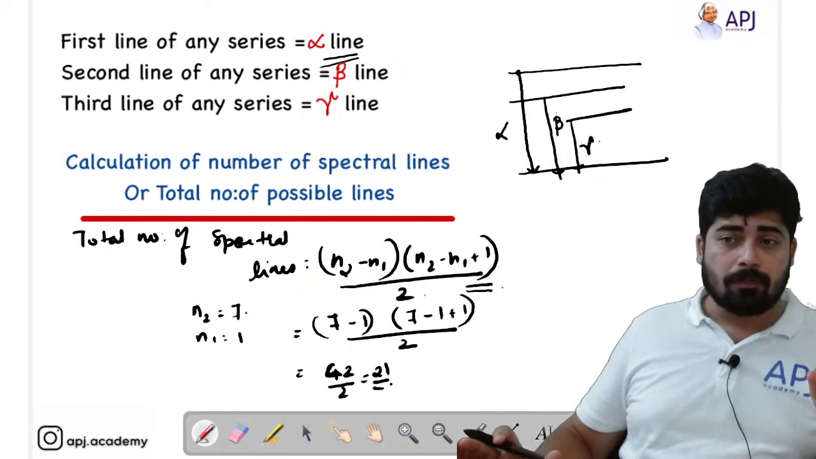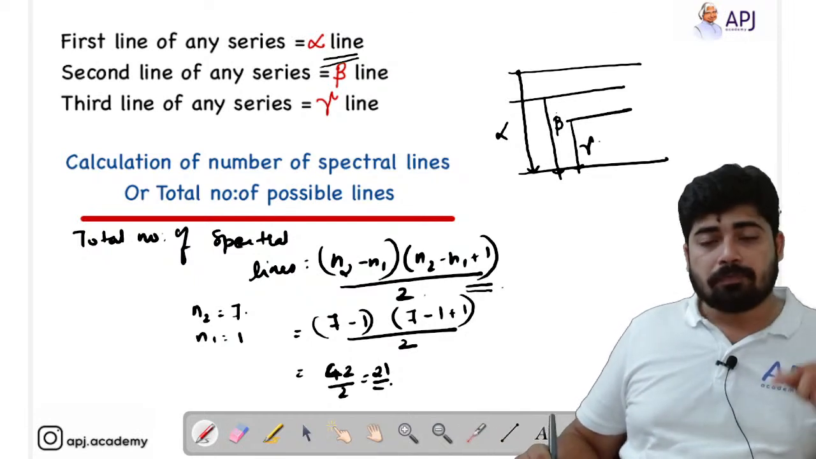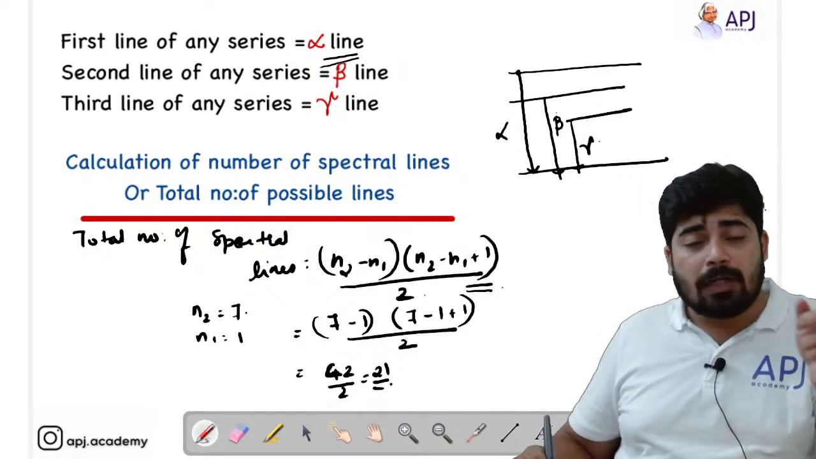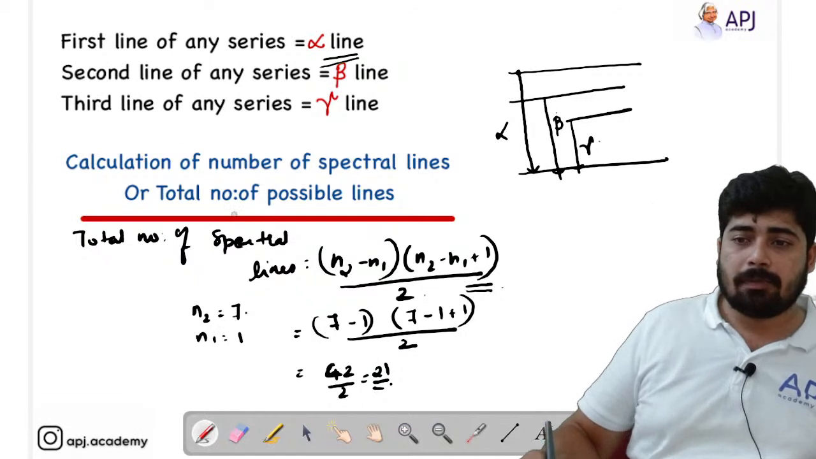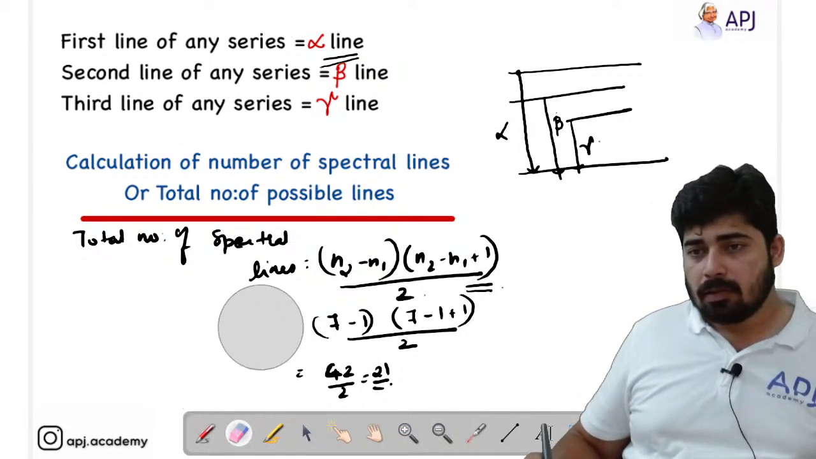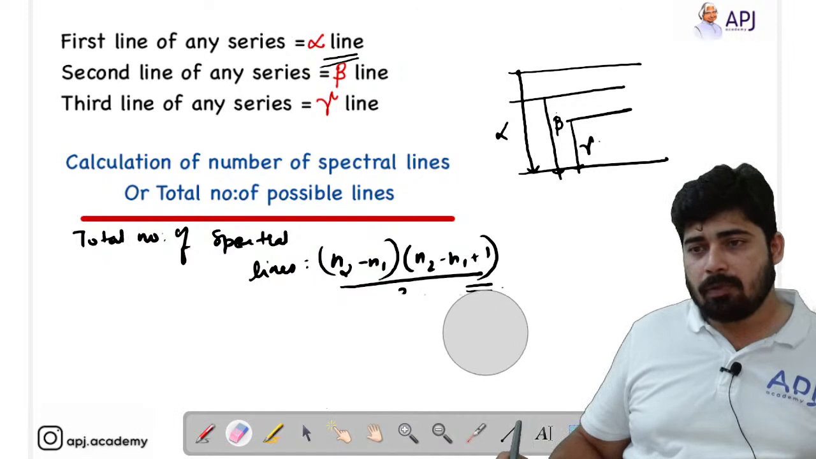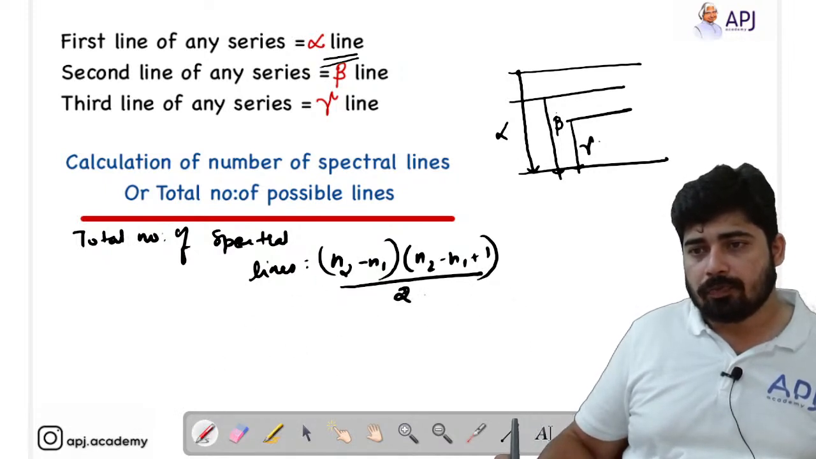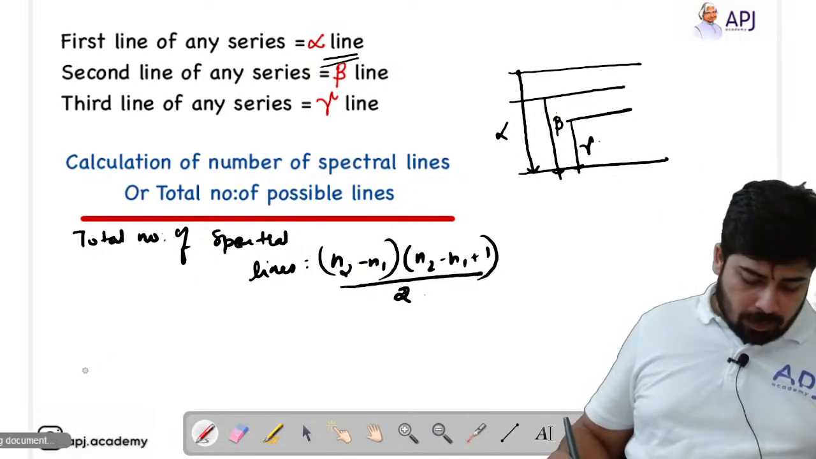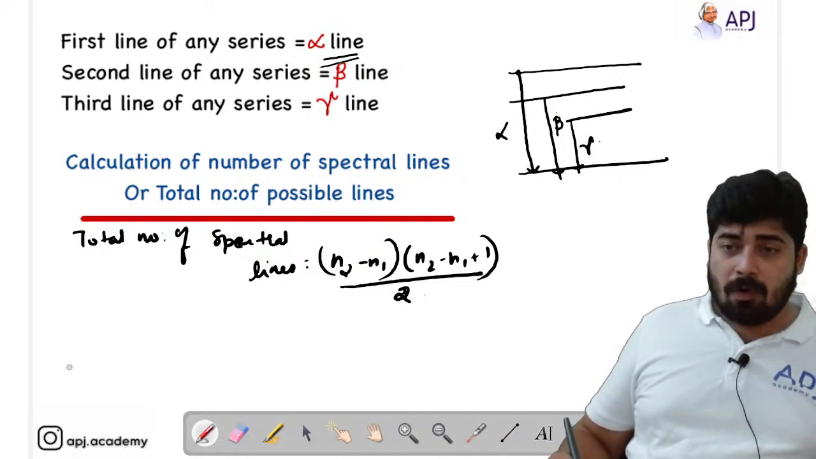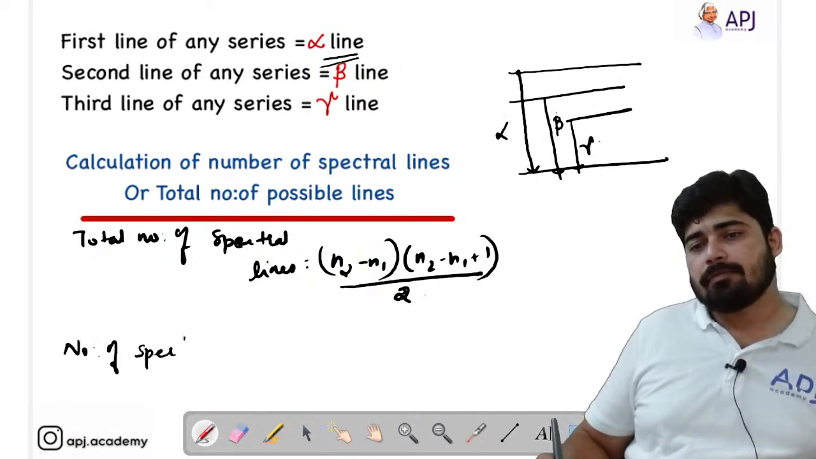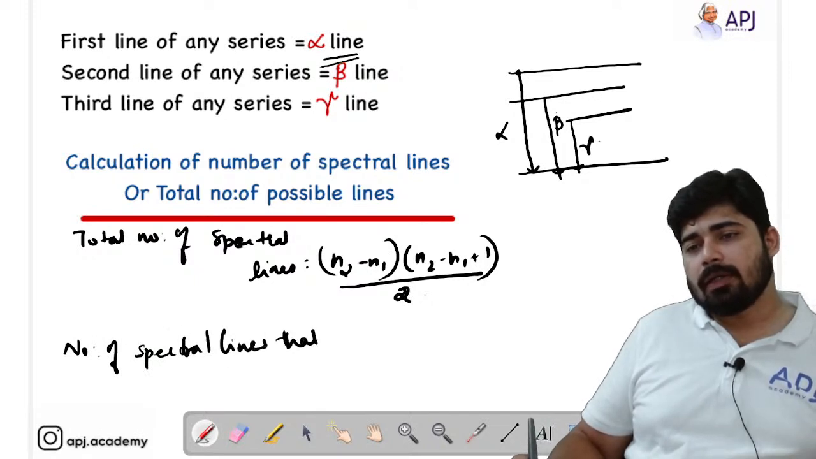Don't get confused. Now I am going to teach you how to find the number of spectral lines in each series. Let me rub this. The example one, but the formula I will keep there. Now, the number of spectral lines that fall in a particular series.